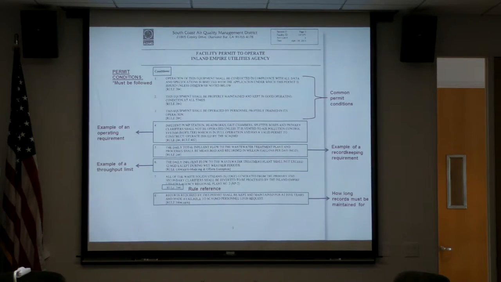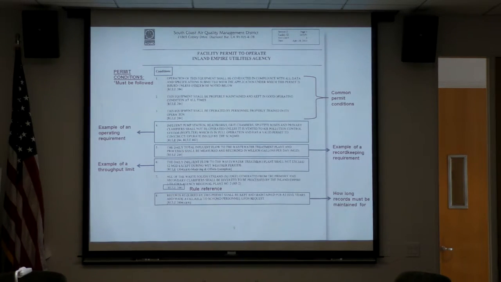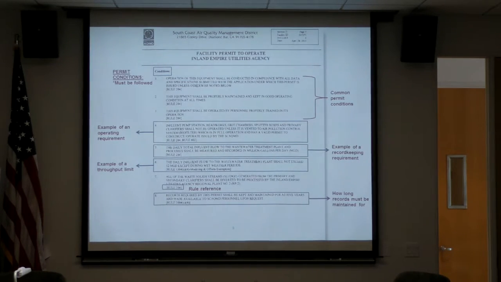Number 5 is a good example of a record-keeping requirement in which we are required to record the total influent flow to the plant. Condition 6 is a good example of a throughput limit in which the influent flow to RP5 cannot exceed 12 mgd. We're still waiting for the permit from AQMD, which would allow us to take in 16.3 mgd. But since we have not received our final permit, we cannot take in that much flow. So we're still stuck with 12 mgd until we receive our final permit.